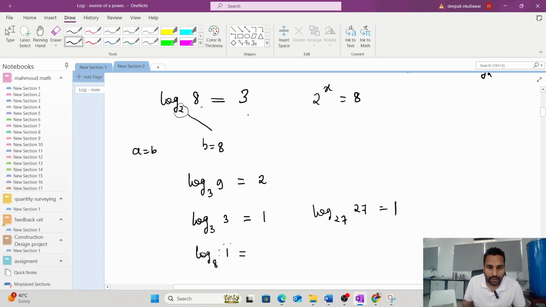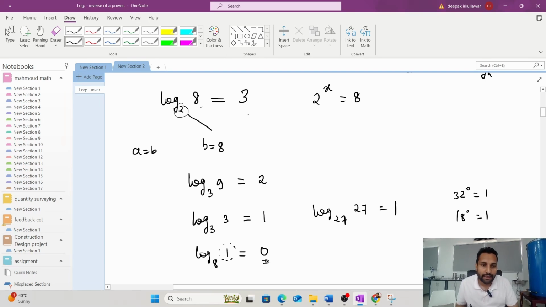Similarly, if you have log 8 of 1, right? So whenever you are finding the log of 1, whatever the base may be, the answer is 0, because what to the power of base will give you 1? Anything to the power of 0 will give you 1. So 32 to the power of 0 is 1, 18 to the power of 0 is 1, any number to the power of 0 is 1. So whenever you are finding a log of 1, you should always take it as 0.